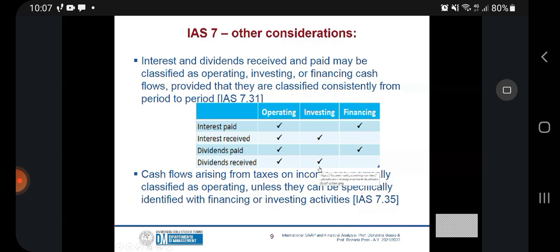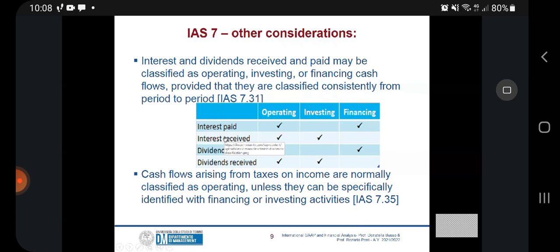Now remember this little table over here, it is very important because it gives you an indication where you are allowed to include the interest and dividend either paid or received. Remember that paid or received, they come from different sources or for different reasons. I will start with the interest paid. Usually we pay interest on loans or on debts.